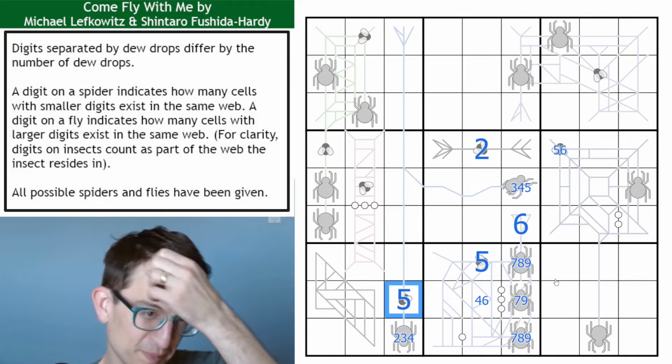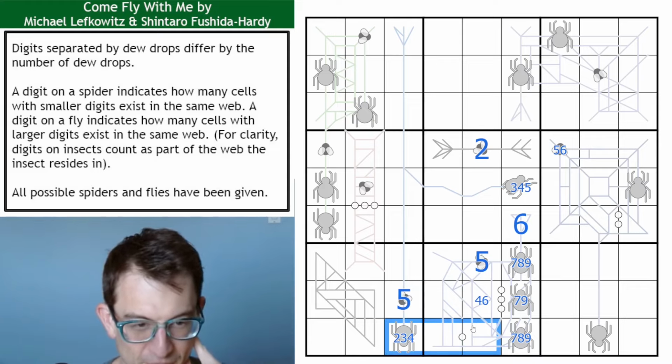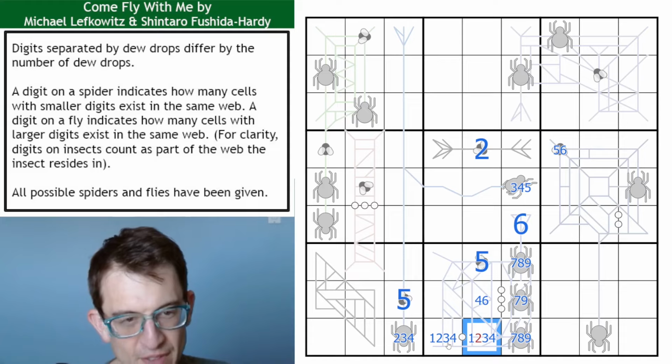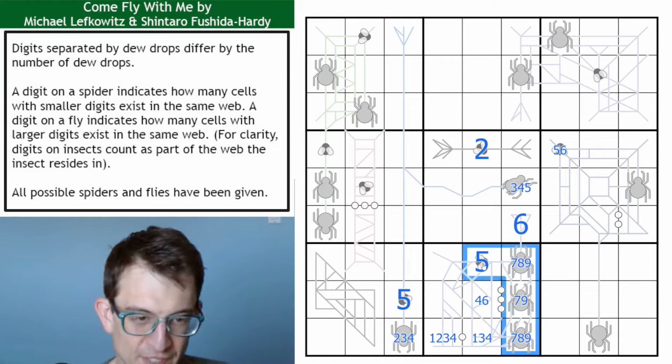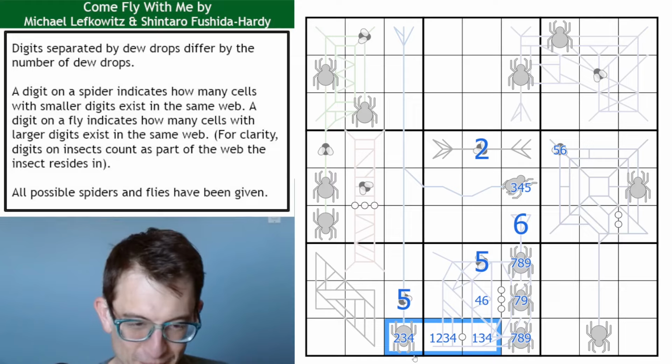Can I do something with this? This is cropped out, essentially. It can't be more than 4, right? I guess 5, 7, 8, 9. I can't put a 6 in here because we need a 5. So these are something in 1, 2, 3, 4. Can I get 1 more in 1, 2, 3, 4? Probably not.